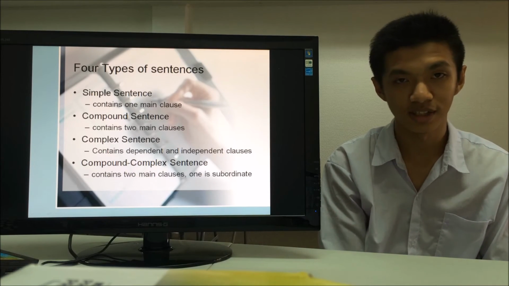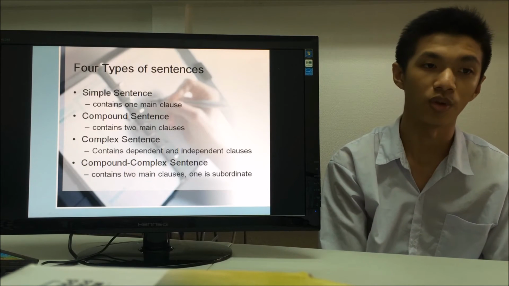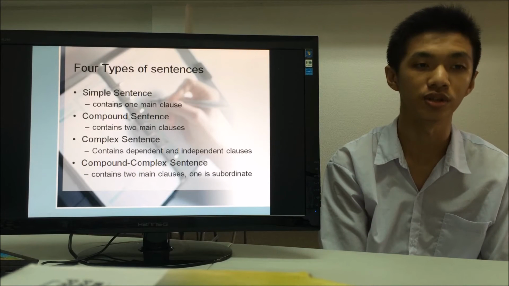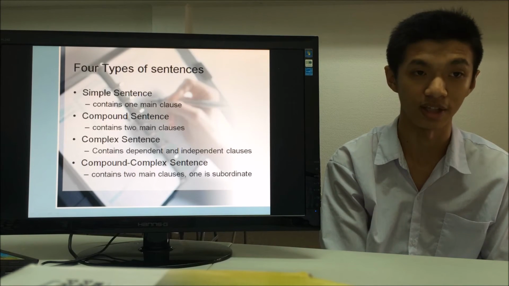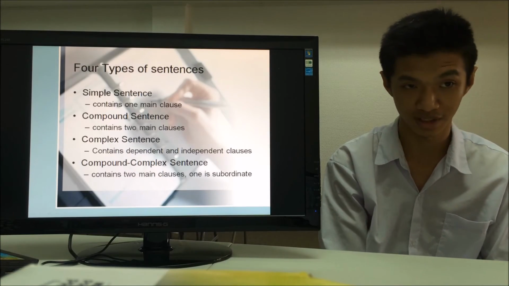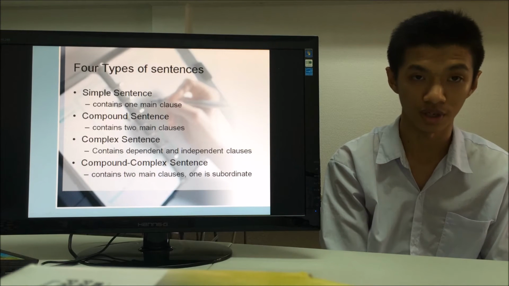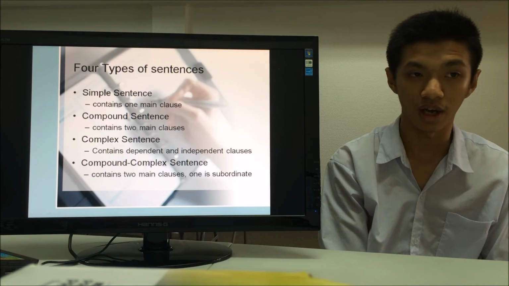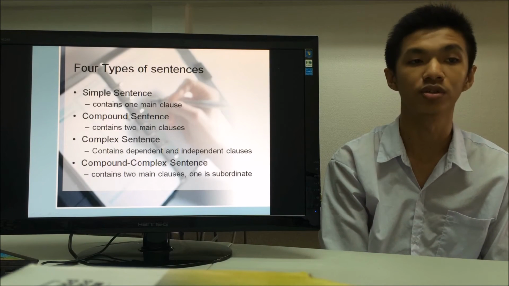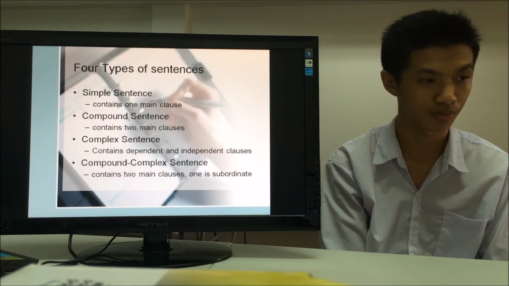Third, we have the complex sentence. The complex sentence contains dependent and independent clauses, where the dependent clause is usually used to support the idea in the independent clause. Last, we have the compound-complex sentence. The compound-complex sentence contains 2 main clauses where one is subordinate, and the compound-complex sentence is usually longer than the complex sentence.